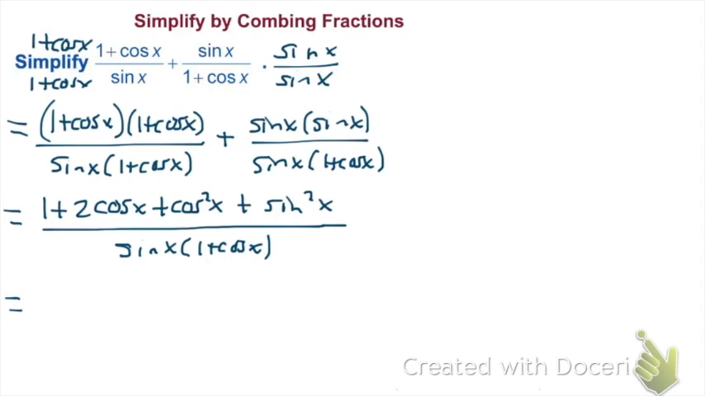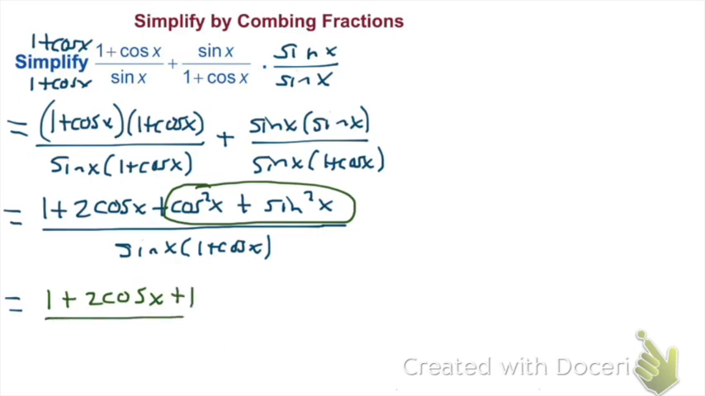And there is. We can use one of our Pythagorean identities. We have a cosine squared and a sine squared added together, that means we have a 1 there. We can switch it out using our Pythagorean identity. So we have 1 plus 2 cosine x plus 1, all over sine x (1 plus cosine x).